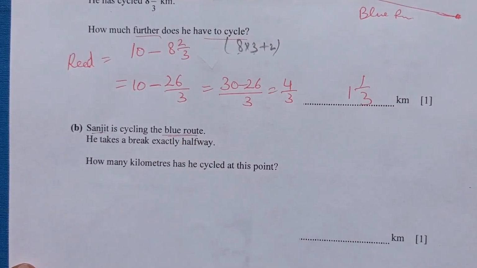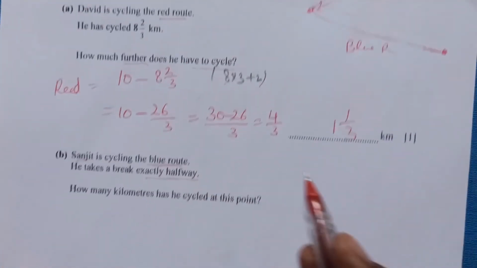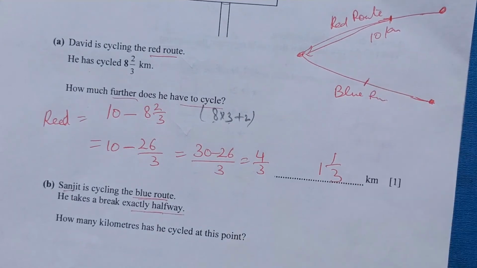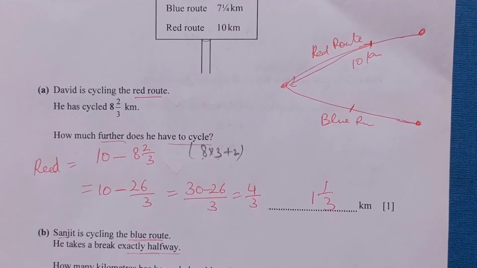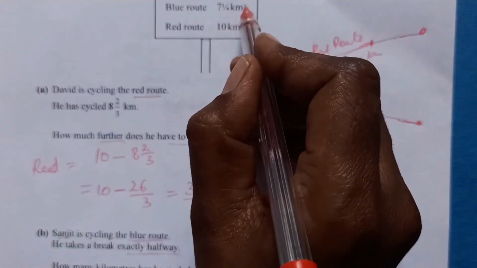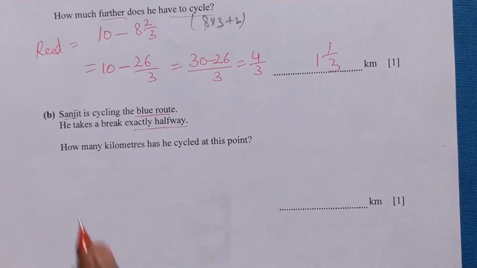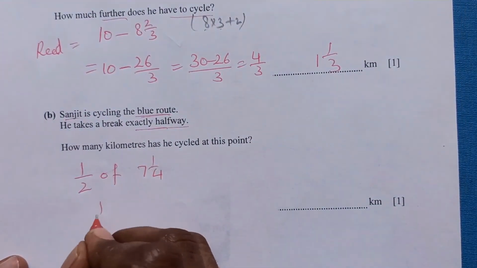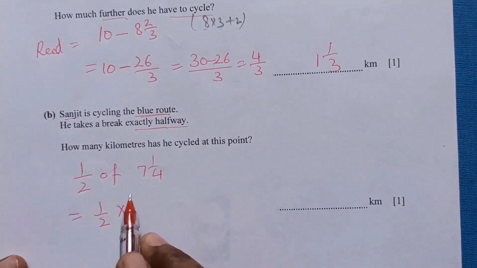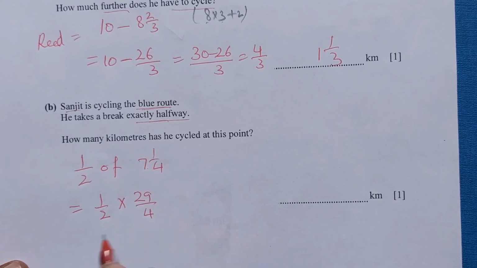Now B part, Sanjeet is cycling the blue route. Now he is on the blue route. He takes a break exactly halfway. So he is taking a break somewhere here, right? How many kilometers has he cycled at this point? The total distance is 7 1/4. We are looking for half of this. So half of 7 1/4. 7 times 4 is 28 plus 1, 29/4.